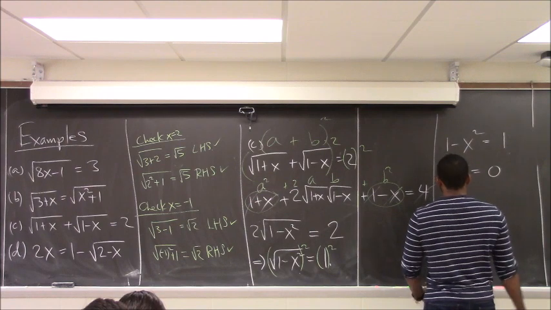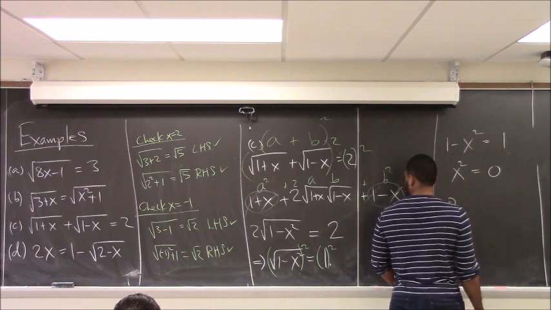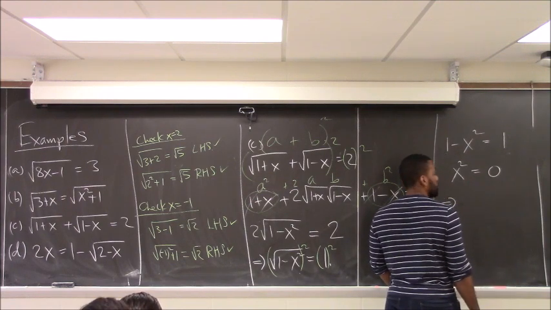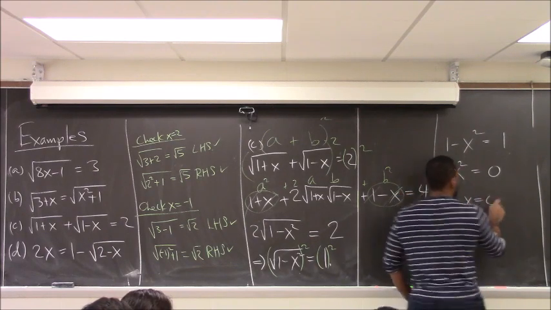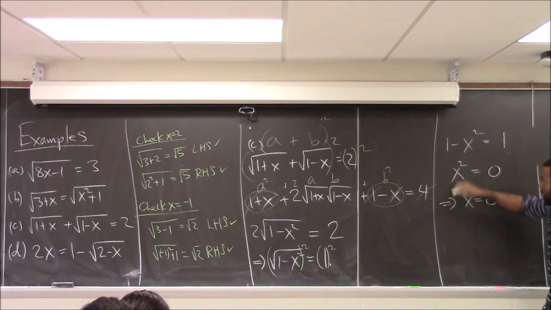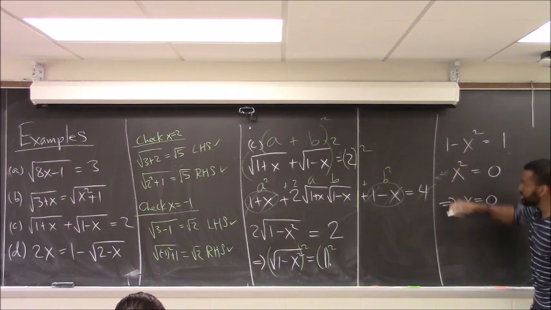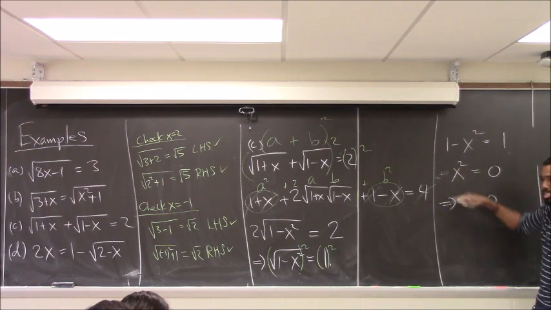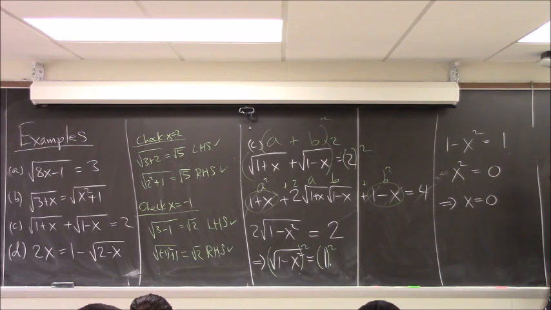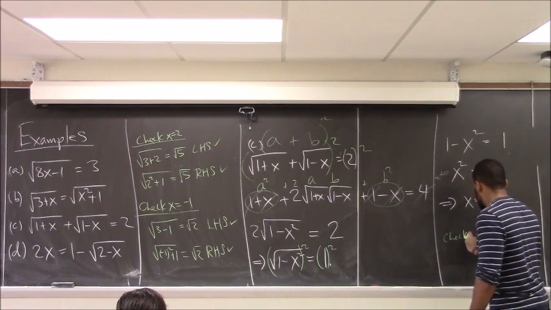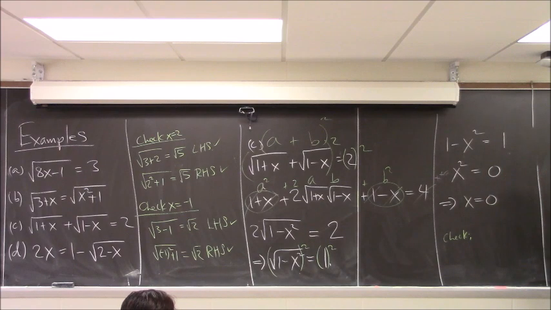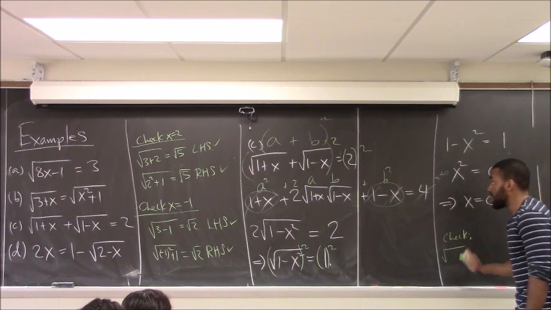So what does it mean that x squared equals 0? X must be 0, right? Technically you can factor this and say, oh, this is x times x, and then x is 0 or x is 0, right? And so now what I do is I check. There's only one thing to check here. If I plug in 0 for x, does that make sense?